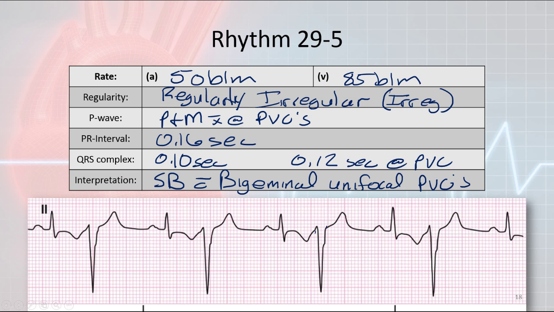If you put in my class a sinus brady with PVCs, you're going to lose points. You have to put bigeminal. If there is a pattern, you need to put what kind of pattern it is. So don't put this. Put that right there.